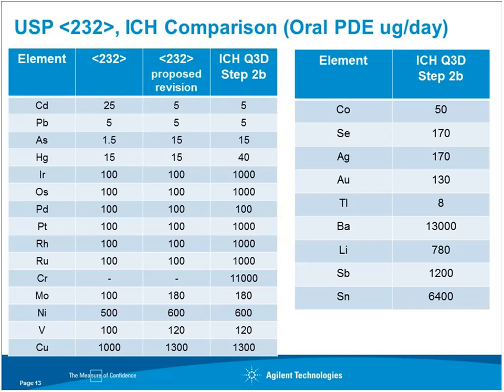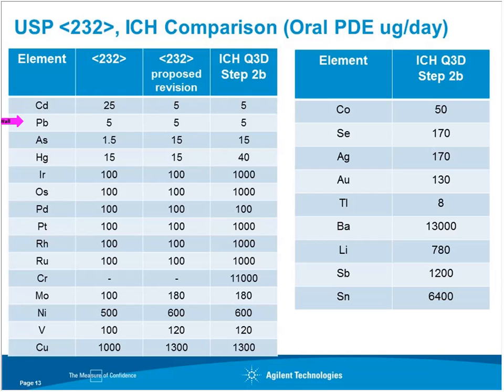So I think what's helpful here is to do a side-by-side comparison of USP and ICH limits. For this example, to keep it simple, we just stuck with the oral administration route, and let's first take a look at cadmium. For cadmium, the official 232 limit is 25. In the proposed revision, it goes down to 5. And the reason we know that it went down to 5 is to harmonize with ICH. So now we have a match between ICH and 232 for cadmium.